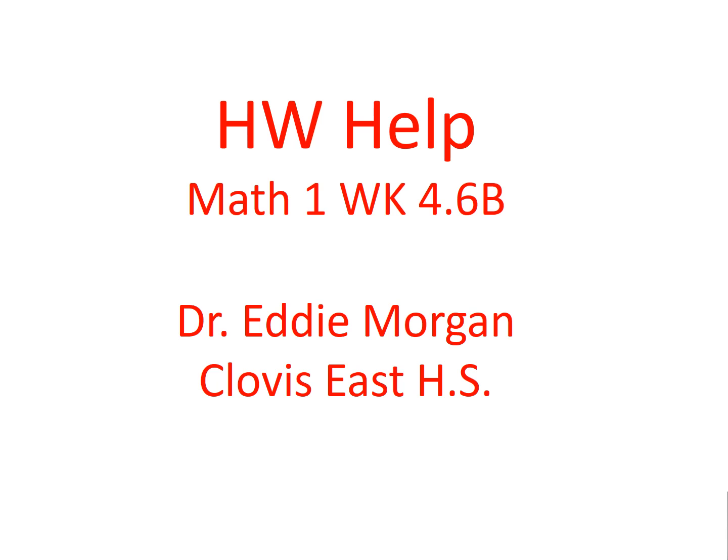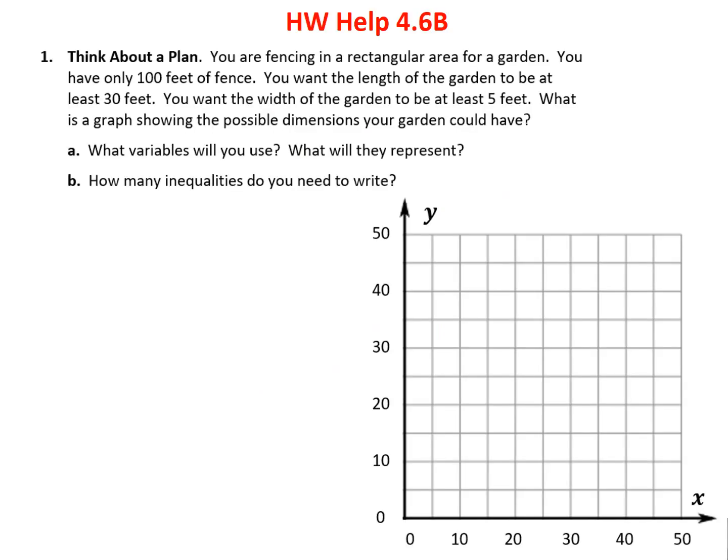So let's get started. Problem 1, think about a plan. You are fencing in a rectangular area for the garden. So I have a rectangular area. I have only 100 feet of fence, and I want the length to be 30 feet, and I want the garden to be at least 5 feet wide. What is the graph showing the possible dimensions of your garden?